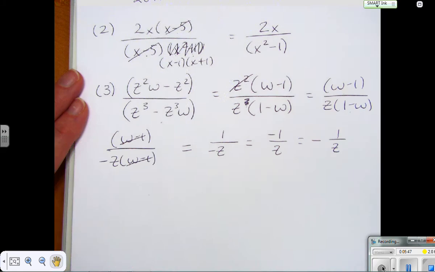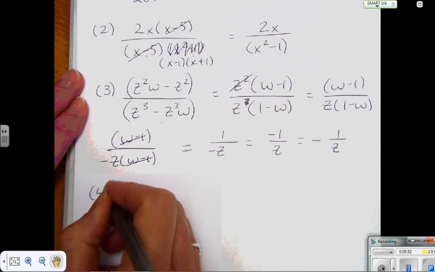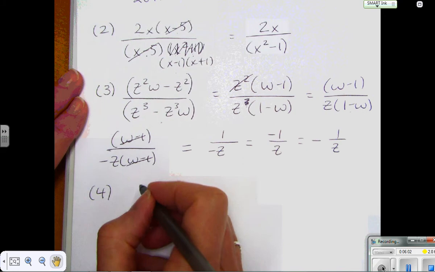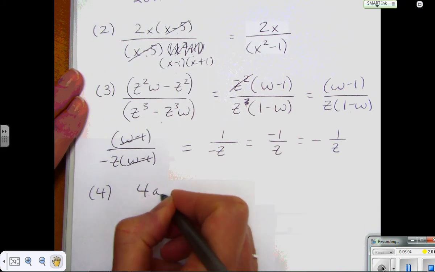Okay, why don't we try number 4, and I'm going to let you guys do that one on your own. It's really the same as number 1 because everything is being multiplied. There's no adding or subtracting going on at all. So you can just reduce out as long as you have something in the numerator and something in the denominator. That is the same.